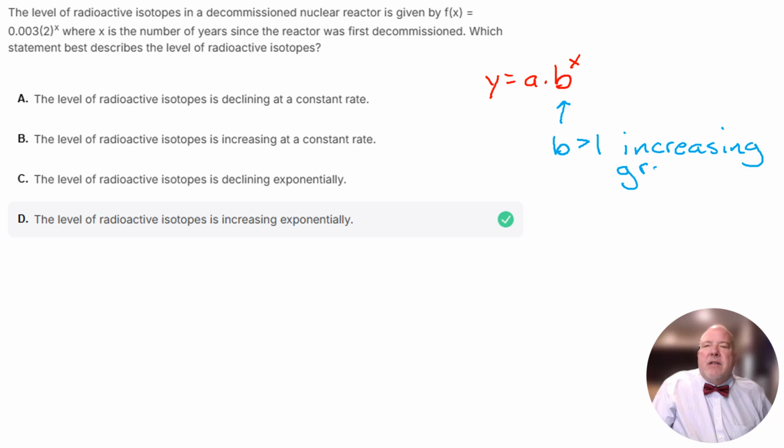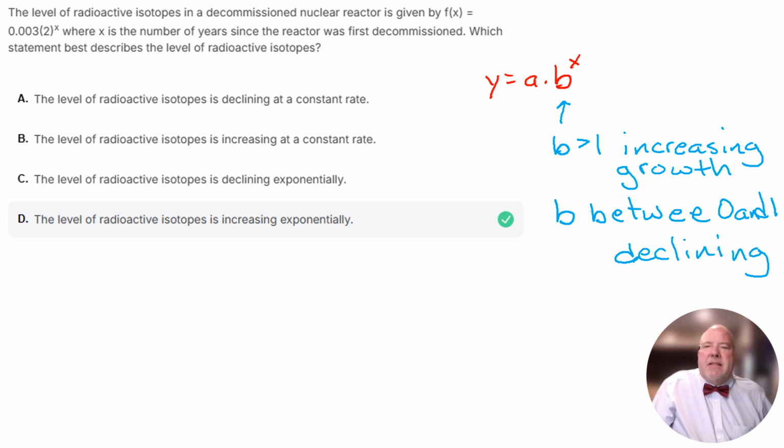So increasing or growth. Now, if the b value is between 0 and 1, then that is decreasing, or declining is what they used here, or more commonly called decay, exponential decay.